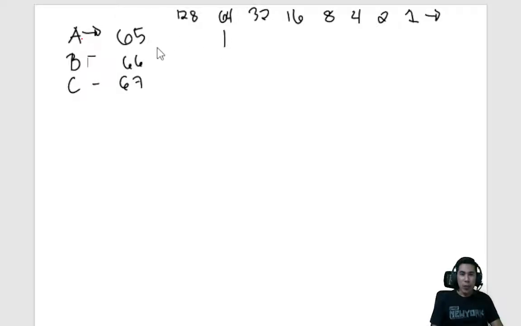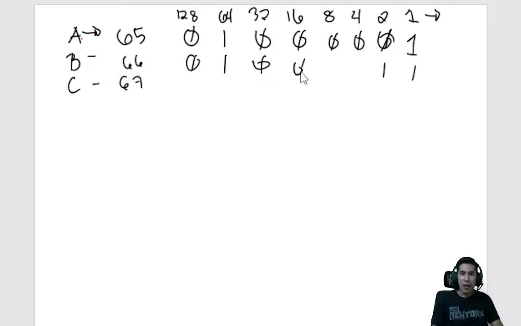And then to complete this 65, how much is lacking from 64? 1. So 64 plus 1 is 65. Therefore, the rest are now 0. There are other ways, but this is the easiest method. So for 66, this is 1 for 64, then 1 for 2, and the rest are 0. So you can convert and send a message in binary.